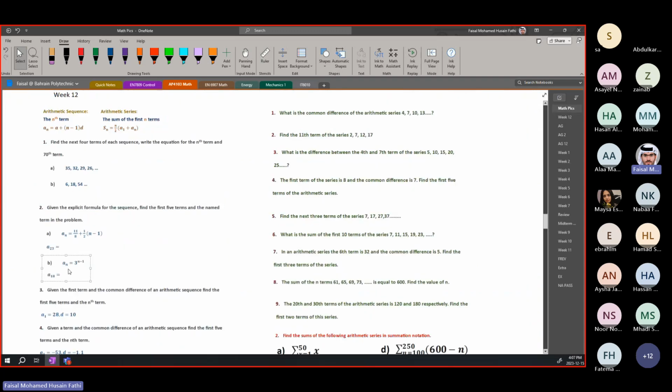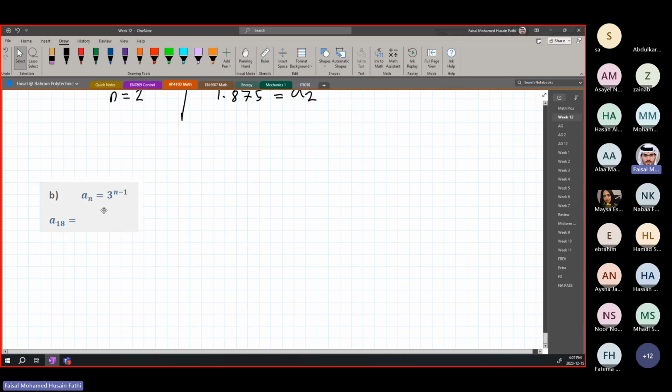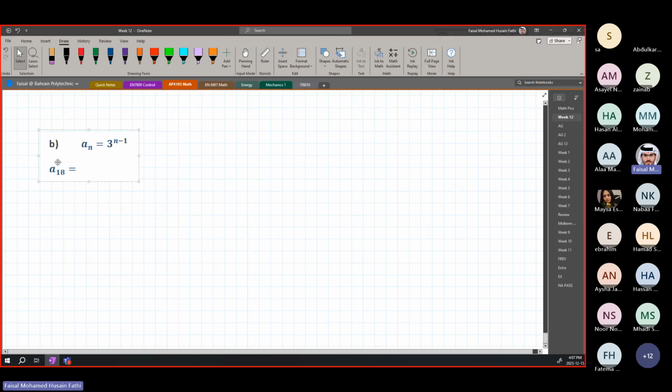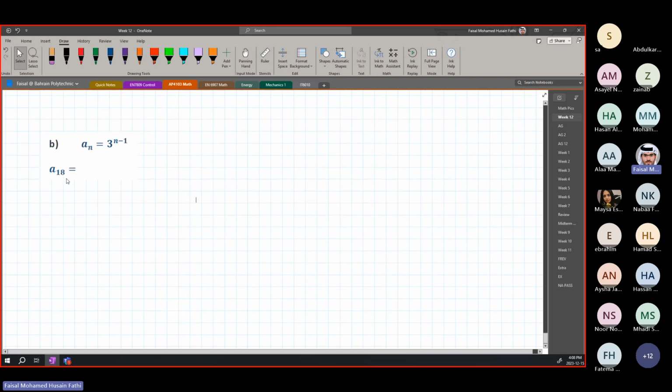Let's see what else we have. So we have the same exact thing here. Now, again, I'm going to tell you from now, this is not an arithmetic sequence. This is not an arithmetic sequence over here. So you can still use the steps for the calculator to instantly find the numbers, and then A18, you can solve by itself.